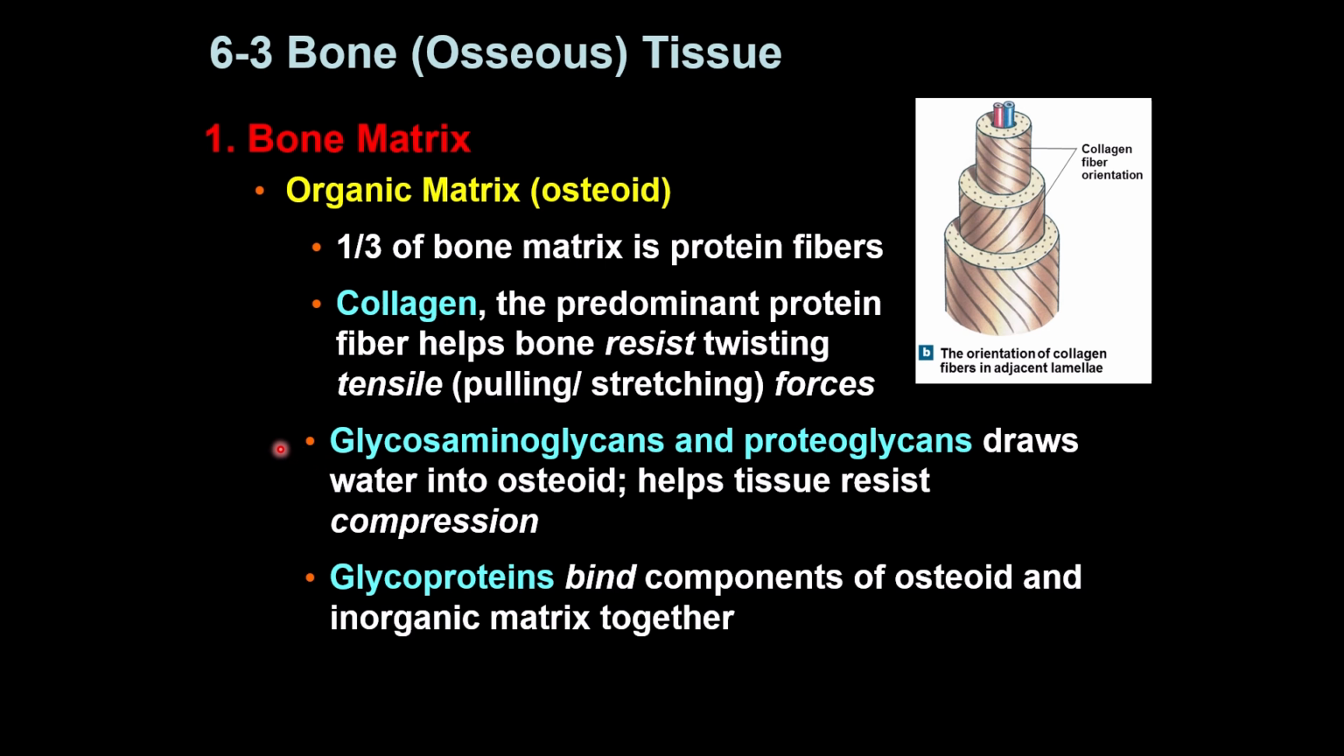The second type of organic matrix is glycosaminoglycan and proteoglycans. Glycosaminoglycan is a carbohydrate, and proteoglycan is a mix of carbohydrate and protein, and they absorb water. That absorption prevents compression of the bone. For example, when you stand, there's a lot of weight, but the bones in your legs will not shorten because they resist compression. The bones and vertebrae will not compress because of the water that is inside.